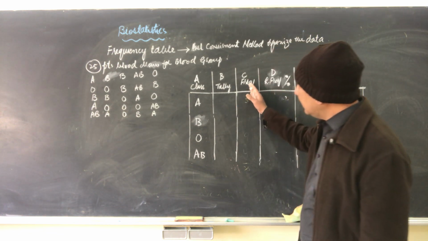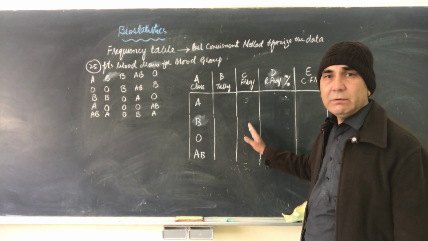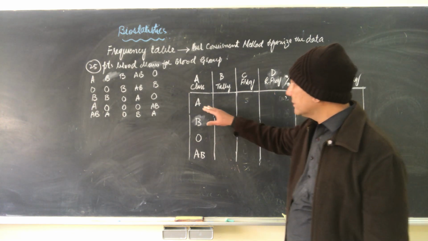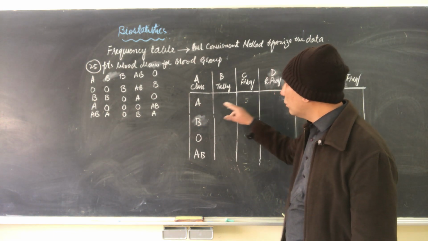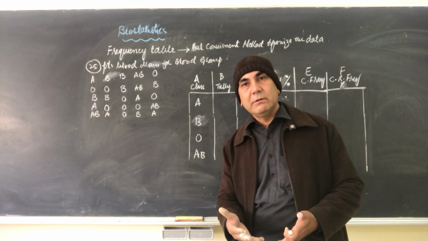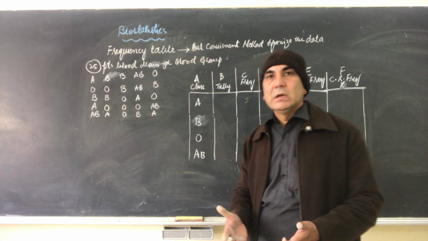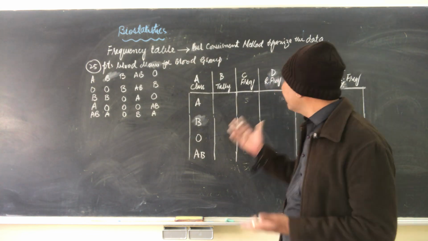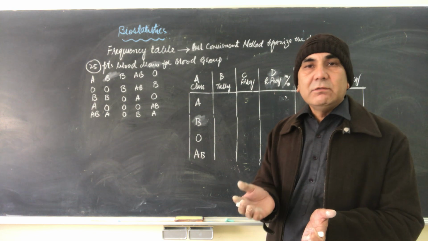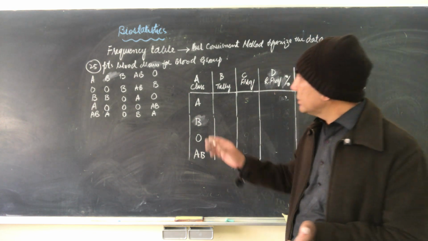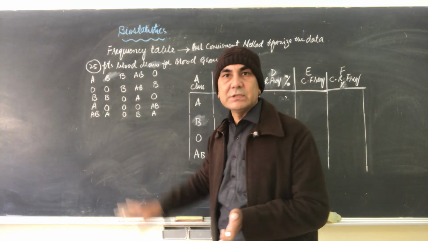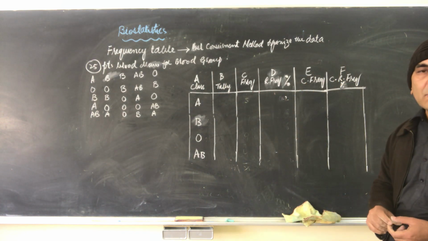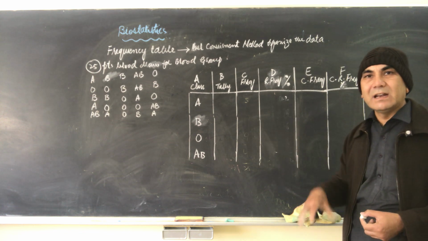Now in column number 3, we will write down the frequency of that particular data. Suppose group A comes up in the 25 patients 5 times. What does 5 say? The 5 says the number of observations of that particular class in the data set. And then in the 4th column, we will draw the relative frequency.